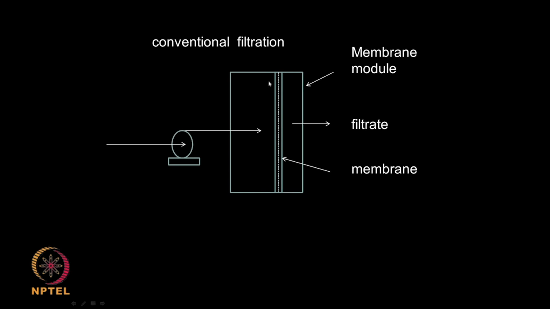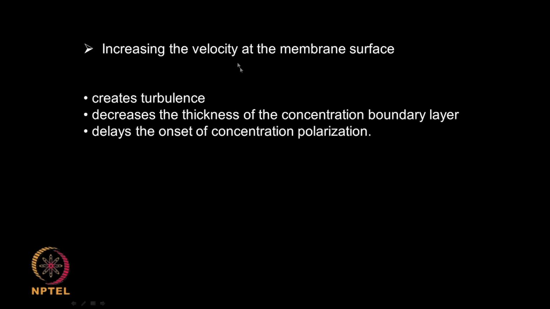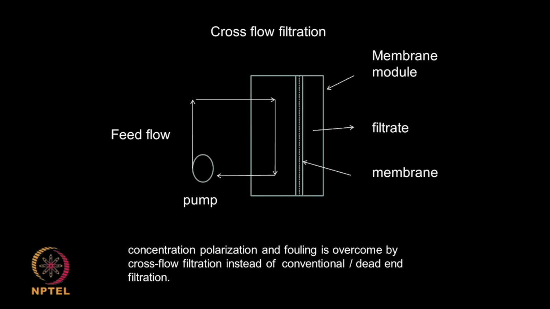Analogously, we can also have cross flow. I will show you that picture also. Just like we have dead end filtration and cross flow filtration, in the same way we can have them in membranes. So, how do you increase the velocity at the membrane surface? We can create turbulence, decrease the thickness of the concentration boundary layer, and delay the onset of concentration polarization. All these increase the velocity at the membrane surface, and thereby enhance the separation process.